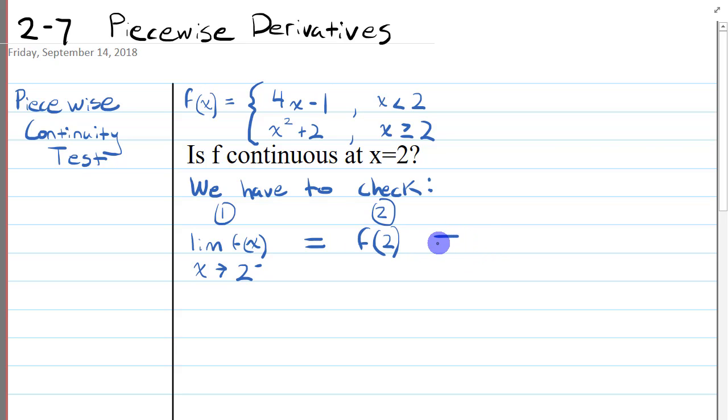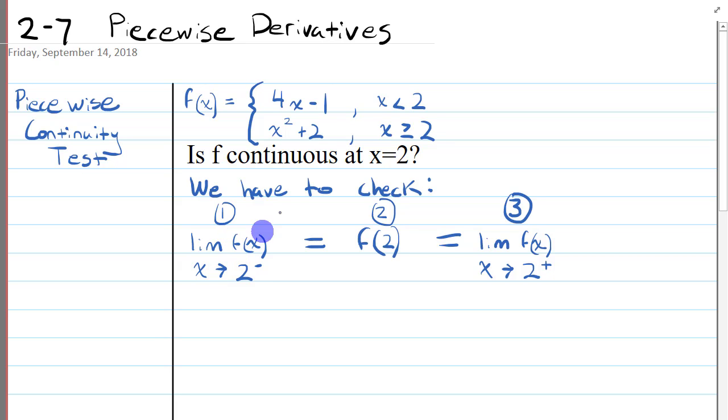Is equal to the limit of f of x as x approaches 2 from the right-hand side, from the right. Have to check all three of those things. All right, so using our piecewise function up here, let's go ahead and do that. Let's calculate each of these three things.